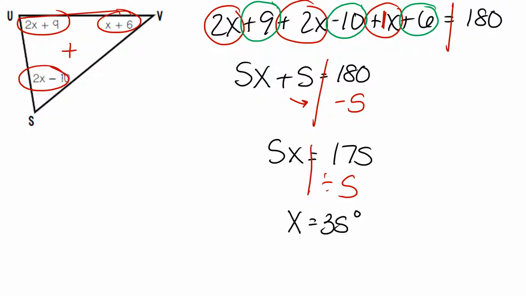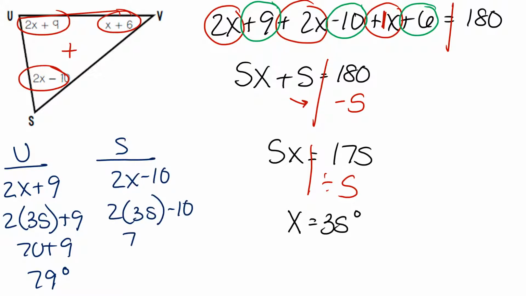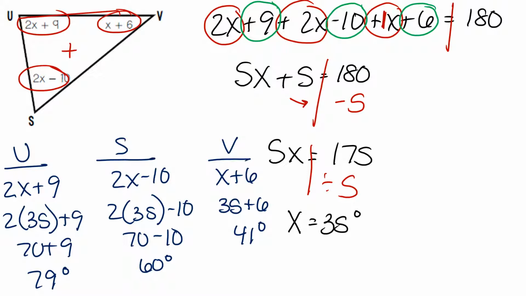We take our answer and we plug it back into each equation. Starting with letter U, 2x plus 9, so 2 times 35, it's going to give us 70, plus 9 is going to give us 79. For letter S, 2x minus 10, 2 times 35 is going to give us 70, minus 10 is going to give us 60. And for letter V, x plus 6, 35 plus 6 is going to give us 41 degrees.